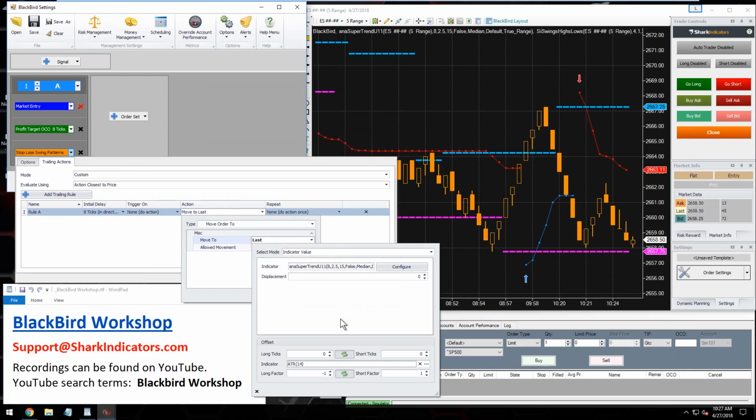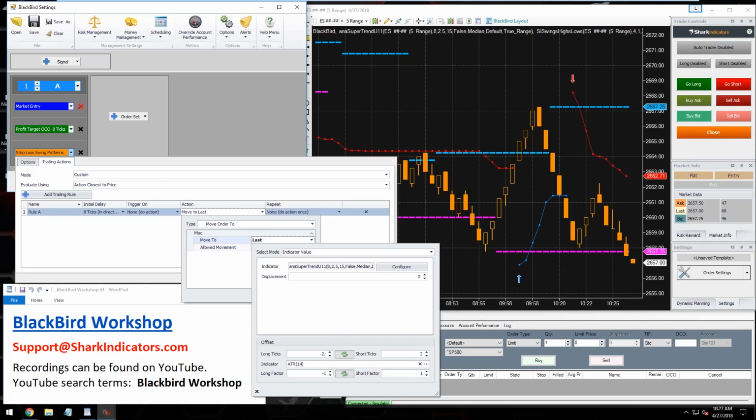Now, Vladimir asked, what happens if you set a long tick offset as well? So we could do this. Basically, all of these values just get added together. BlackBird is going to start off by taking the plot value from the anaSuperTrend. Let's take the red: the anaSuperTrend is in a downtrend right now and it's red. So it's going to take the plot value there, that price, and then it's going to add your tick offset.